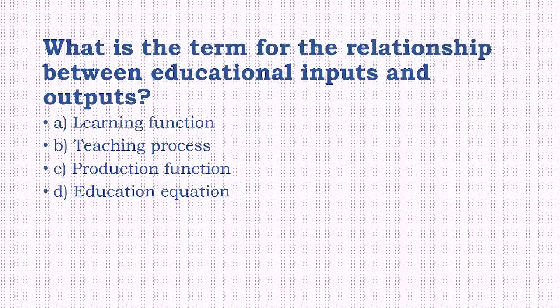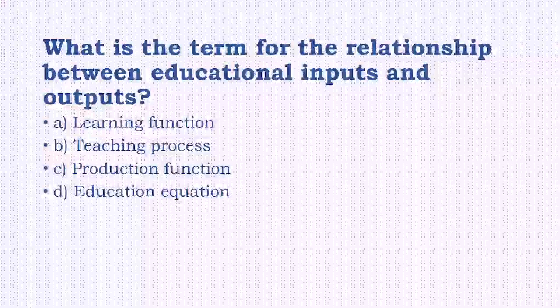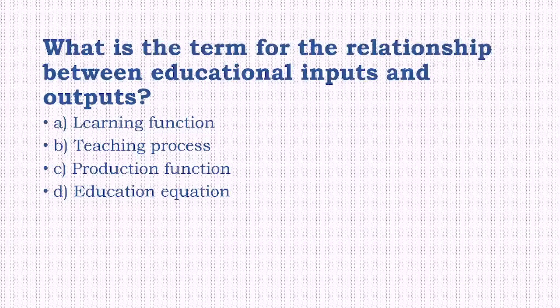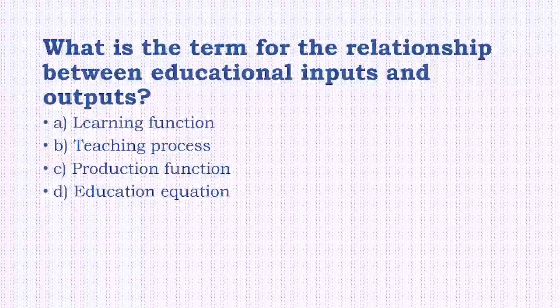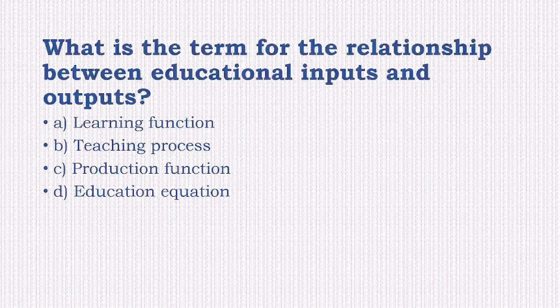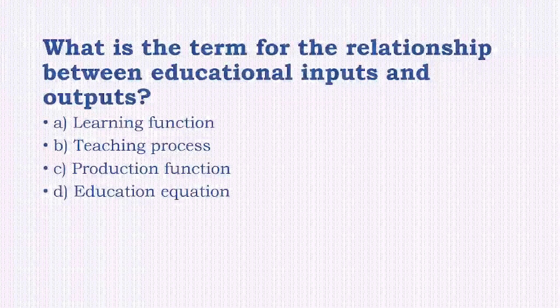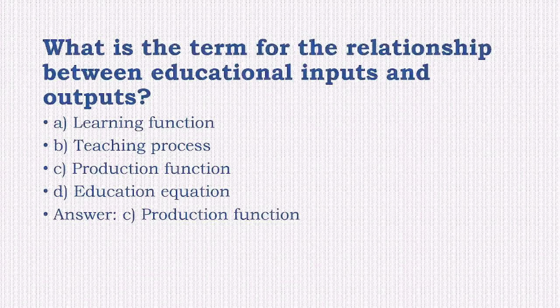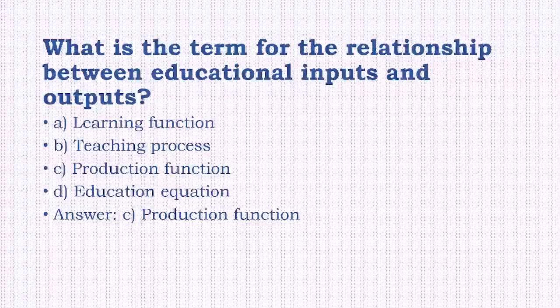Next, what is the term for the relationship between educational inputs and outputs? Options: learning function, teaching process, production function, education equation. The answer to this question is option C, that is production function.